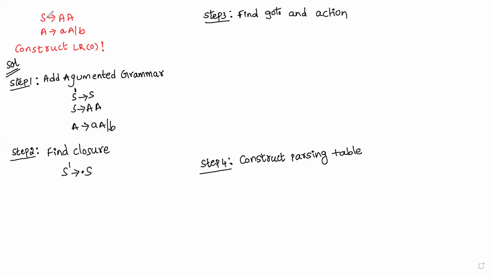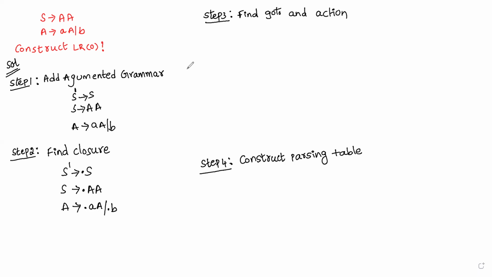In the given production, the S value is S → AA. Again, you should write the dot because we are finding the closure. After that, I have A. In A, what production have they given? A → aA | b. So for this A, we have to write A → .aA | .b. So this is the way to find the closure. We completed step 1 and step 2.